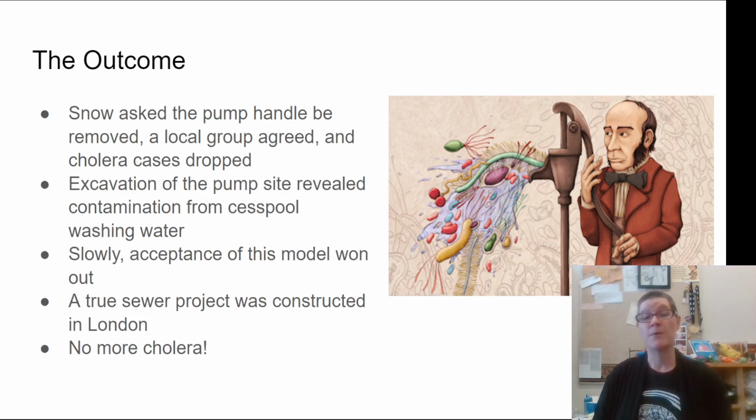But it convinced people enough and rapidly enough that they said, hey, we need to fix this problem. And a true sewer project was in fact constructed, and London was able to fix its outflow-inflow problems, and there really was no more cholera from that point on. John Snow did not get to see the end of this. He died at age 45 from a series of strokes, so he was not able to get to that point, but he did play a very important role.